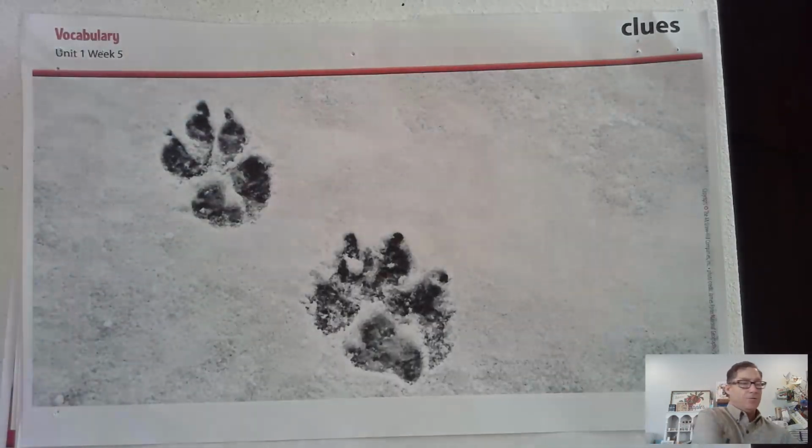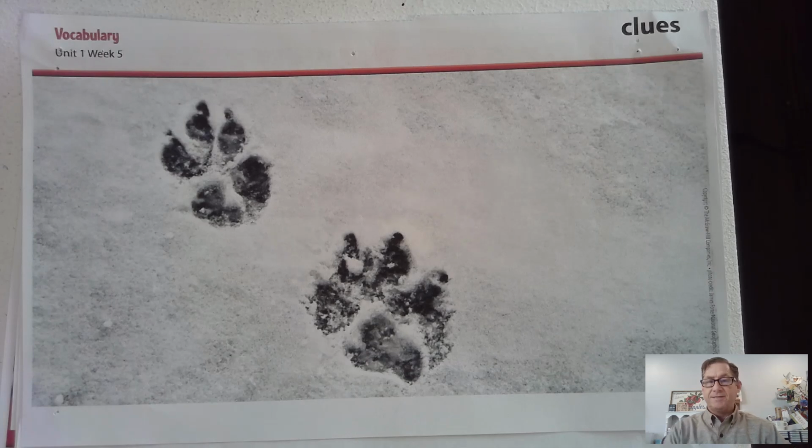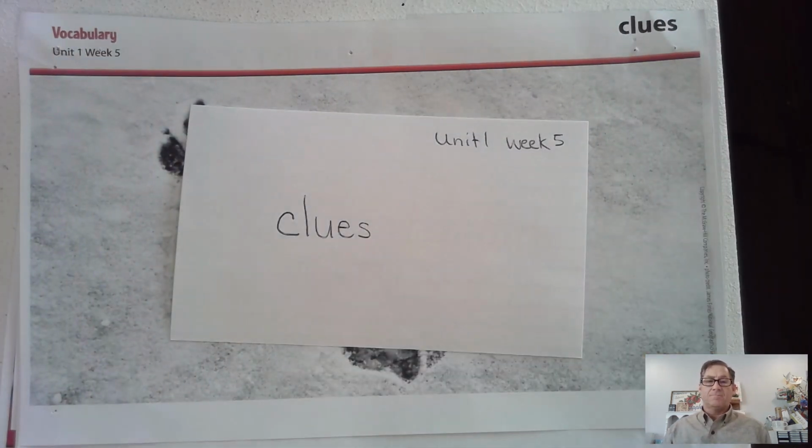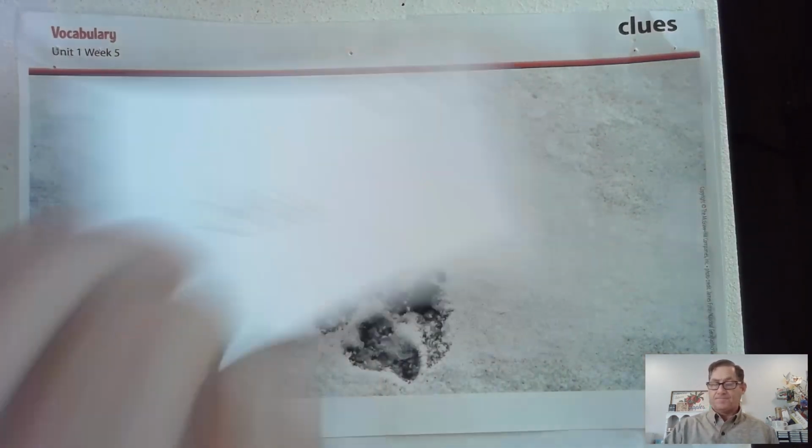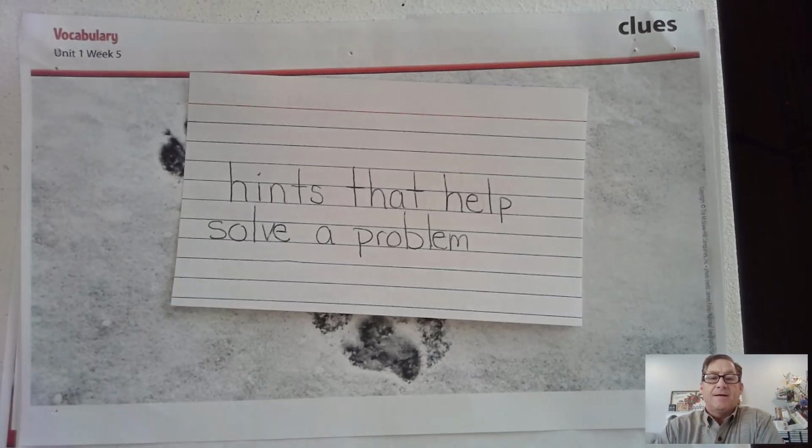Okay. Another word in this week's selection is clues. Say that word with me. Clues. Clues are hints that help solve a problem or mystery. An example, these paw prints are clues that a dog walked here today. What clues tell you that it might rain? Clues. Hints that help solve a problem.